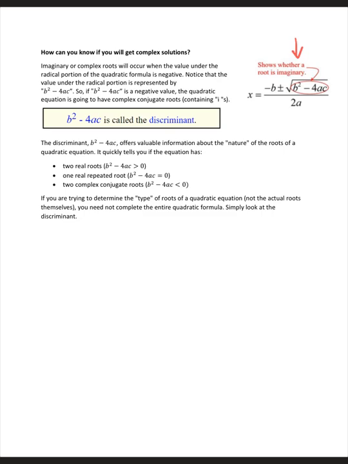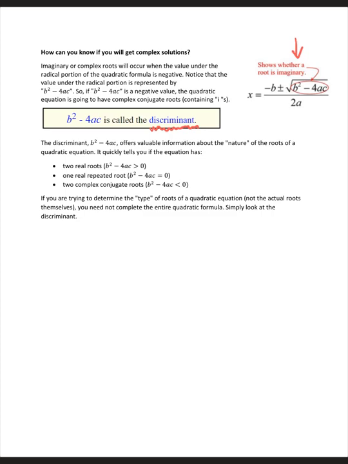Notice that the value under the radical portion is represented by b squared minus 4ac. So anytime you plug a, b, and c into b squared minus 4ac and you get a negative value, that's our indicator that the quadratic equation is going to have 2 complex conjugate roots. So b squared minus 4ac has a name. It's called the discriminant. And the discriminant tells us the nature of the roots of the quadratic equation just by plugging a, b, and c into that formula, b squared minus 4ac.